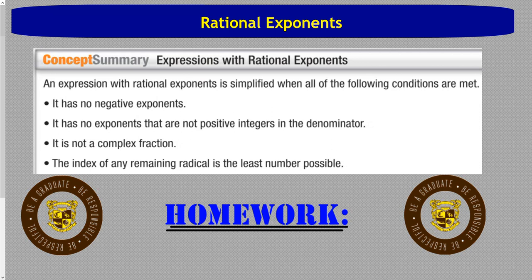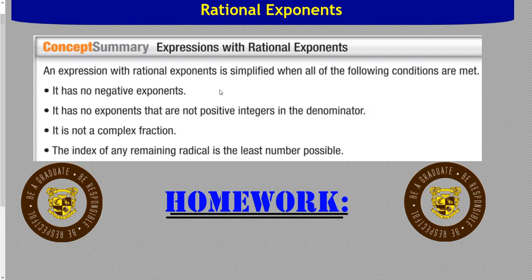An expression with rational exponents is simplified when all of the following conditions are met. So if something is simplified, a rational expression is simplified if these 4 things are true. It has no negative exponents. It has no negative exponents in the denominators, right? So no exponents that are not positive integers. So no negative exponents in the denominator. It is not a complex fraction. Complex fraction is a fraction made up of fractions. And the index of any remaining radical is the least number possible. So we don't want deeper roots than we need to take.